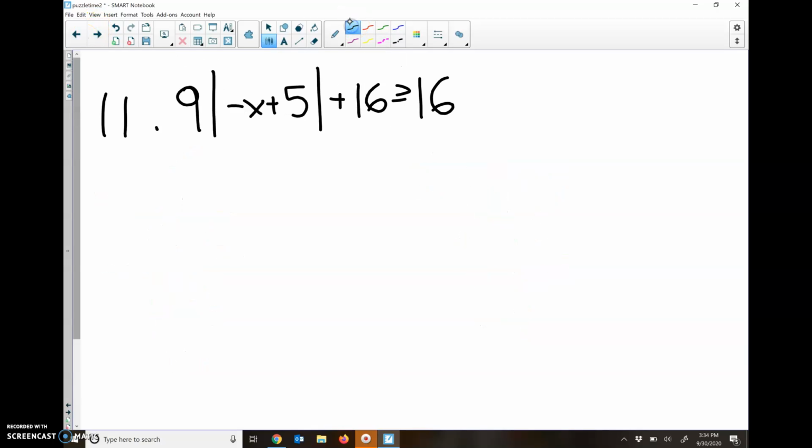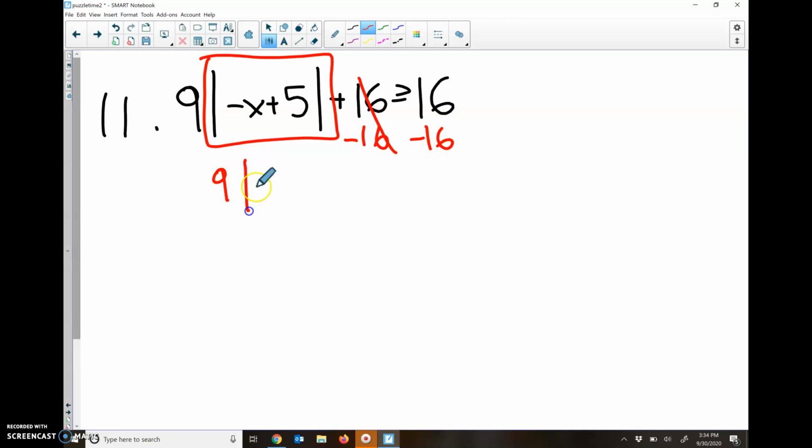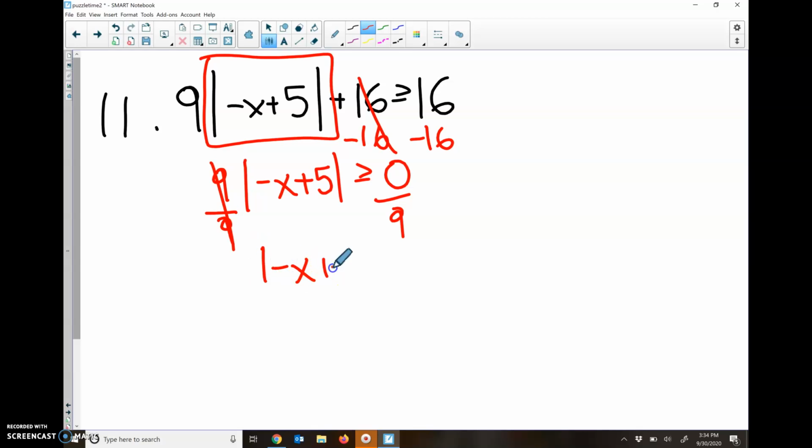Then for this last problem, it's kind of tricky, so I thought I should do it with you. All right, so here, same thing, the absolute value bar is not by itself. So I need to get rid of this plus 16 first. So I'm going to minus 16. So I still have the absolute value, so I still have the 9 on the outside. And then 9 times the absolute value of negative x plus 5 is greater than or equal to 0. Divide both sides by 9. So I'm left with the absolute value of negative 5 plus x. 0 divided by 9 has to be 0.